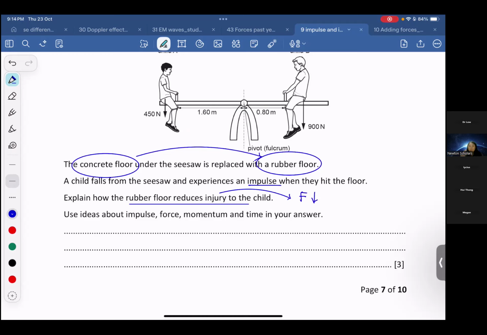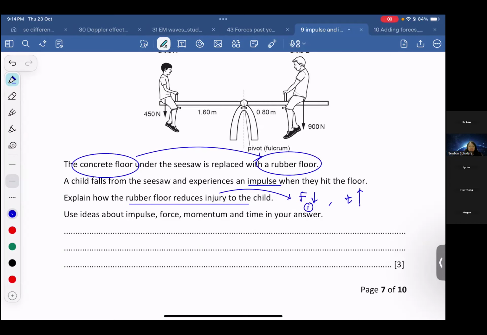You are trying to reduce injury, which means reducing the impulsive force experienced. Then how do we reduce the impulsive force? Why change from concrete to rubber? Any of you got the idea? Yes, Crystal. When you change from concrete to rubber and you fall and hit it, you are increasing the time to stop. It takes a longer time. To us it seems like no difference, but the time has a very big impact.